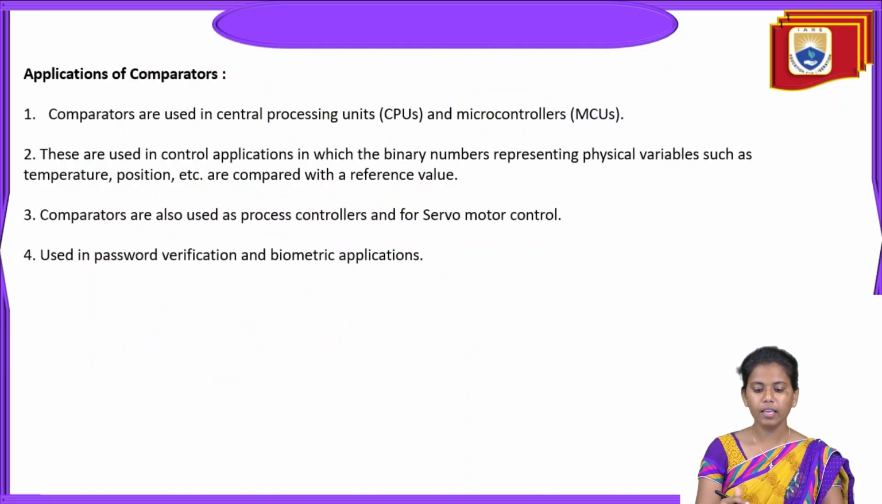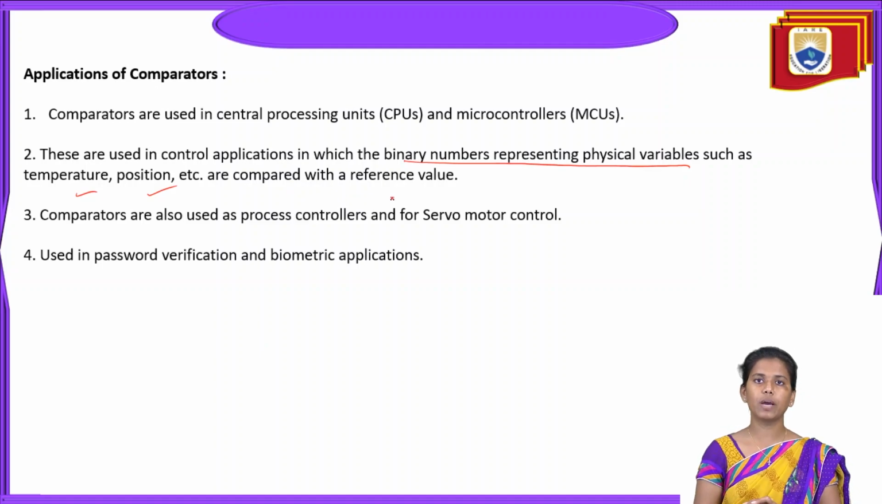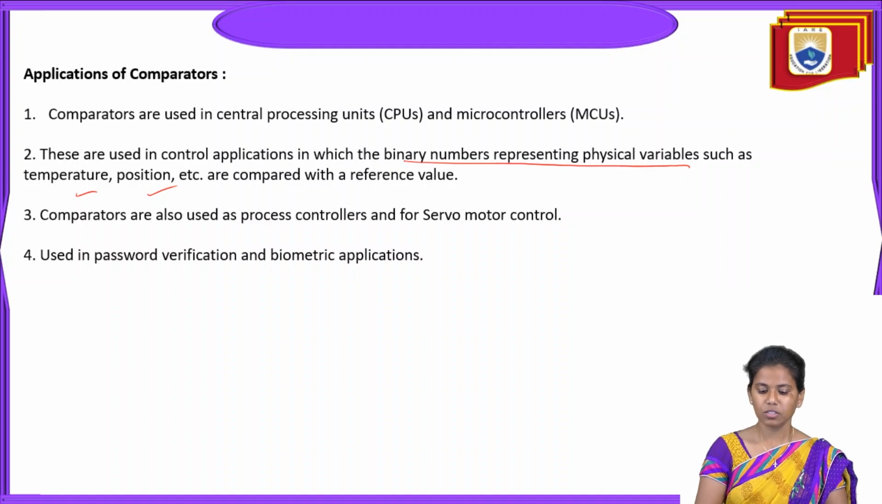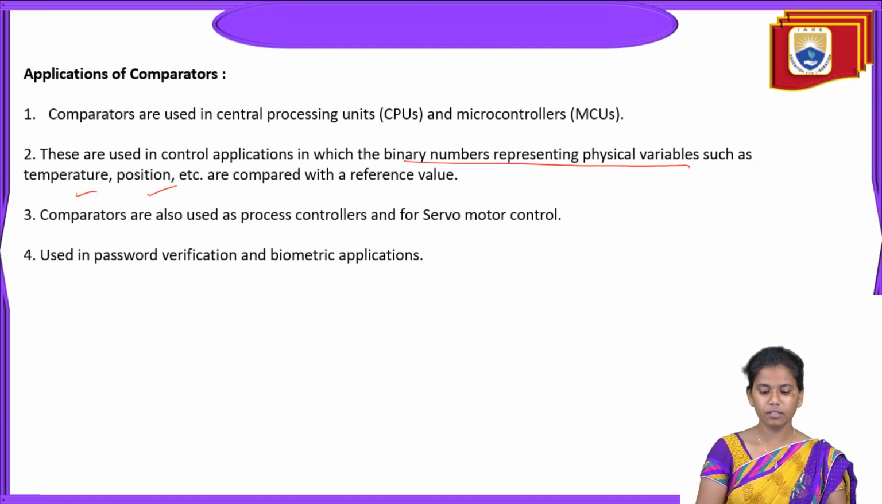And then finally, coming to the applications. Comparators are used in central processing units and as well as microcontrollers. They are used in control applications, where binary numbers represent physical variables such as temperature, position, etc., and are compared with a reference value. If you want to compare temperature or pressure, such devices can easily make use of comparators.